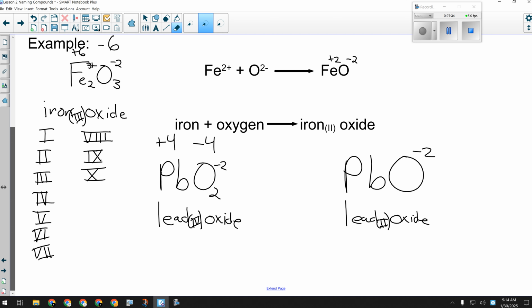Most common mistake I see with the Roman numerals is people either not doing it at all or doing it for everything. Neither one of those is the right thing to do. You have to look at your periodic table and go, all right, if I have calcium chloride, am I going to need a Roman numeral? Nope, calcium only has 1 possible charge, so it doesn't need it. You only need the Roman numerals for the ones that have more than 1 charge. Questions on how that works?